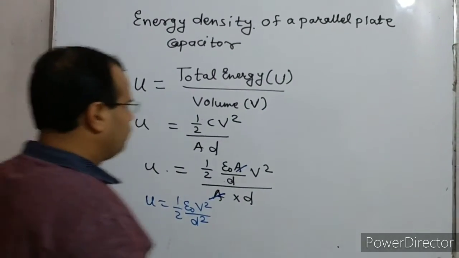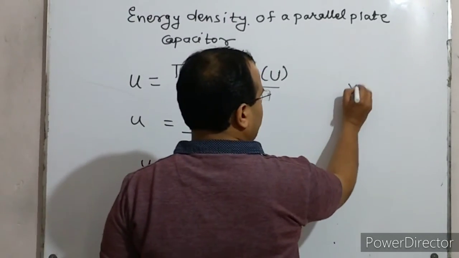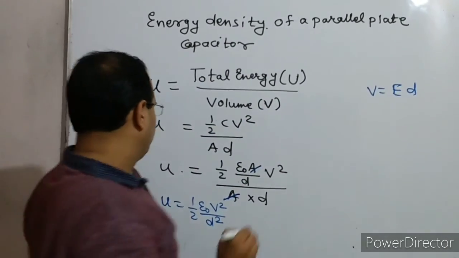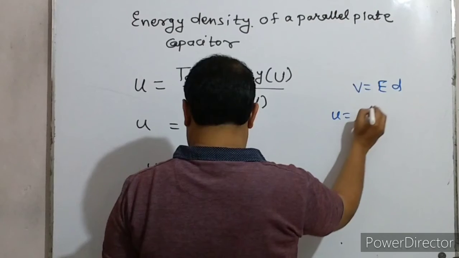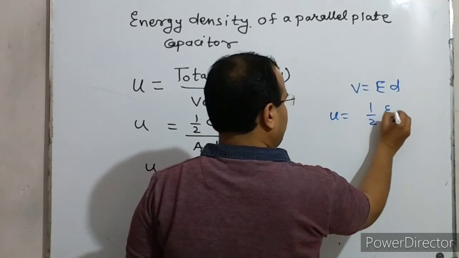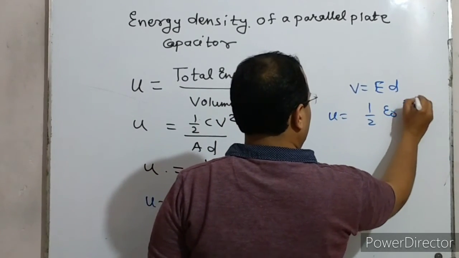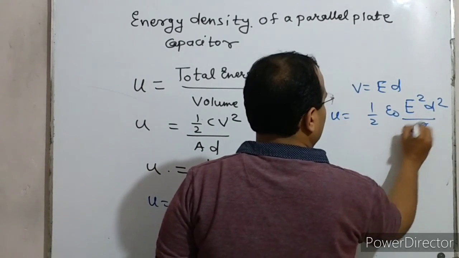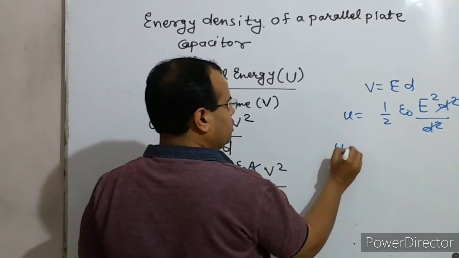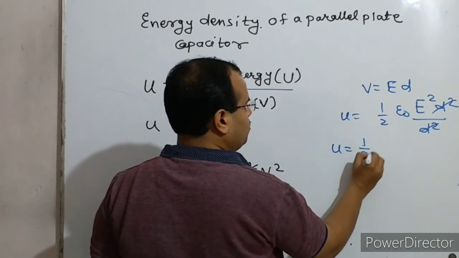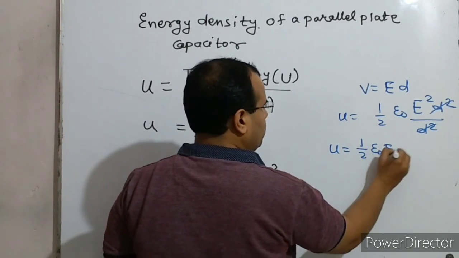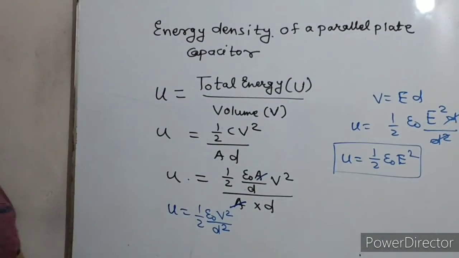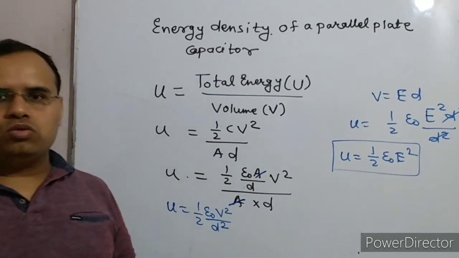One more thing is that V is actually equal to E times d. So we can substitute its value here. So U is equal to 1 upon 2 epsilon naught, in place of V I am writing E square d square divided by d square. So this gives you total energy density is 1 upon 2 epsilon naught E square. This is the expression for energy density in a parallel plate capacitor. I hope it is clear to you. Thank you.